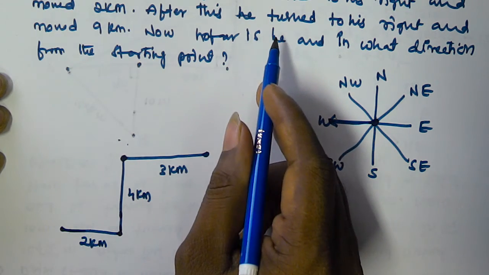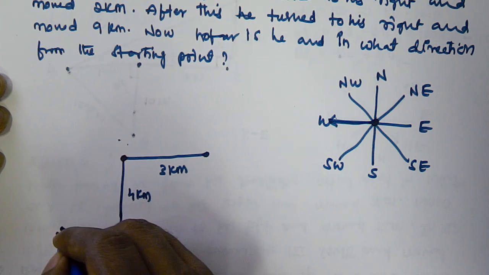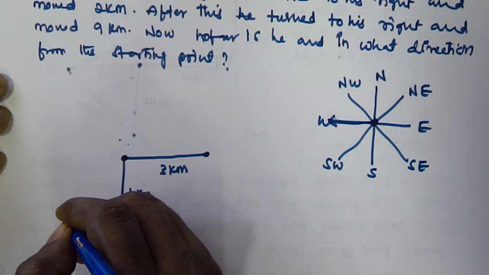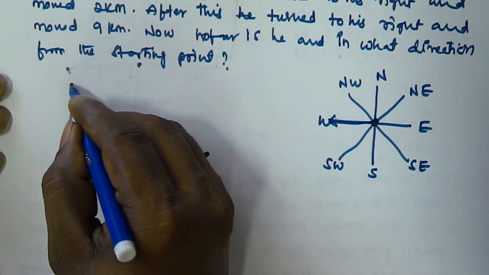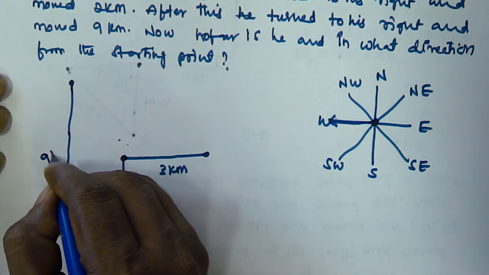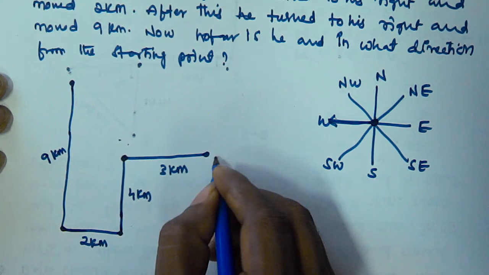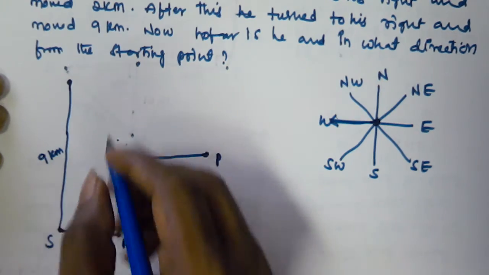After this, he turned to his right. So he is moving in this direction. This is the right and this is the left. He moved to the right direction and traveled 9 kilometers. So he traveled to some point, and this one is the 9 kilometers he traveled. Now let us assume the points are P, Q, R, S and T.